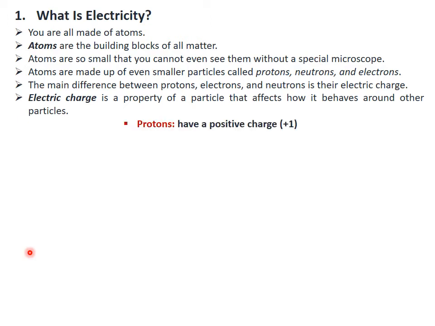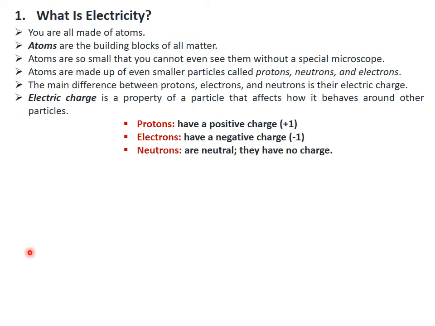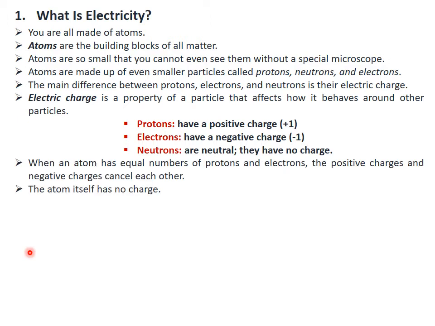Protons have a positive charge, +1. Electrons have a negative charge, -1. Neutrons are neutral, they have no charge. When an atom has equal numbers of protons and electrons, the positive charges and negative charges cancel each other, so the atom itself has no charge.